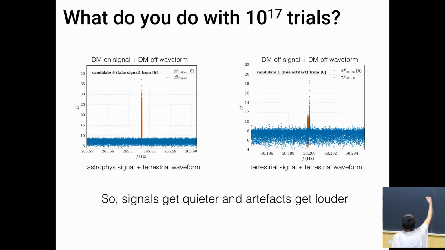And the orange is what happens when you search for it using an astrophysical signal waveform. So if you have an astrophysical signal and you search for it with an astrophysical signal waveform, it's going to be very loud. If you search for it with the terrestrial waveform, it ends up being completely quiet. And this was something that we didn't expect to be so significant, this huge jump, where the astrophysical signal disappears entirely into the noise.